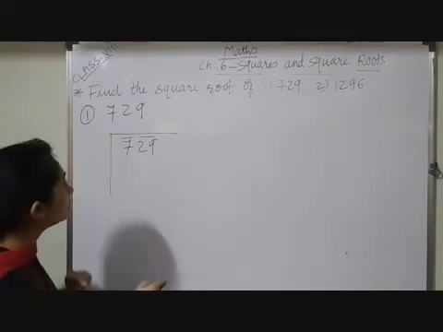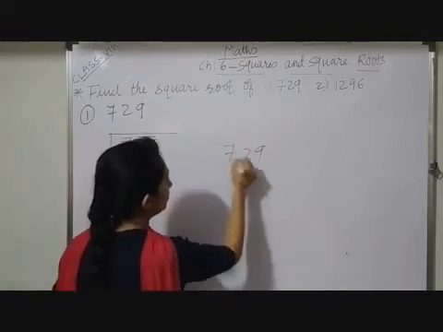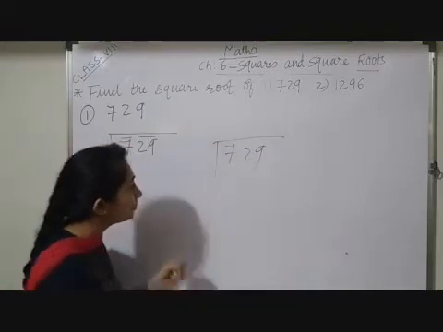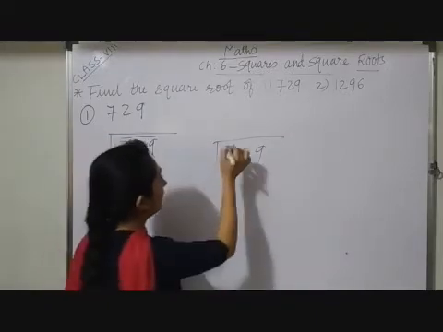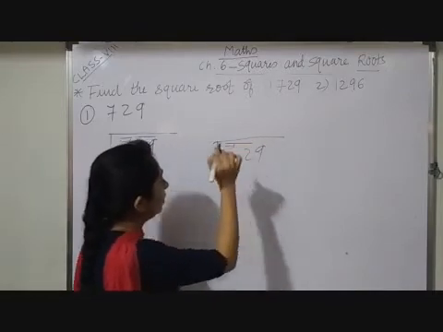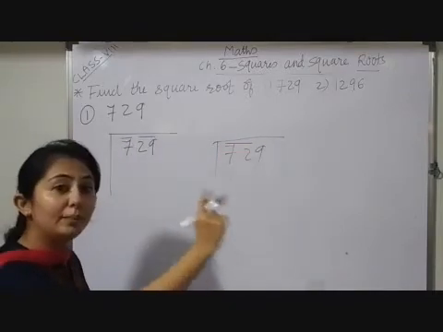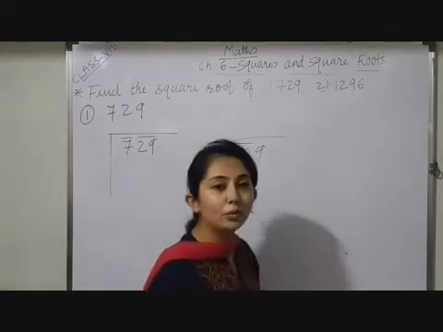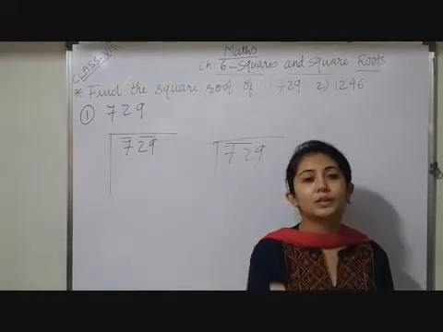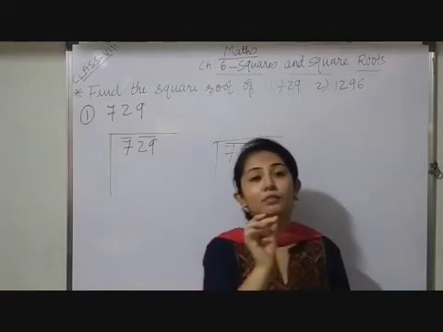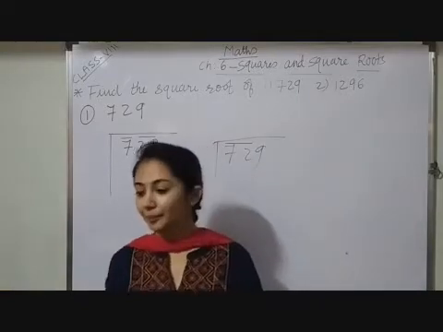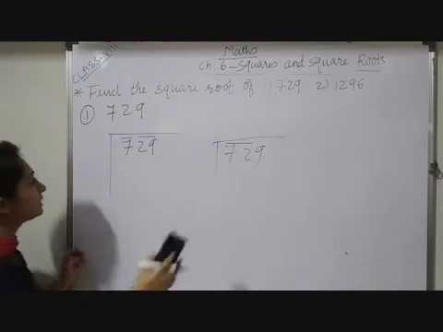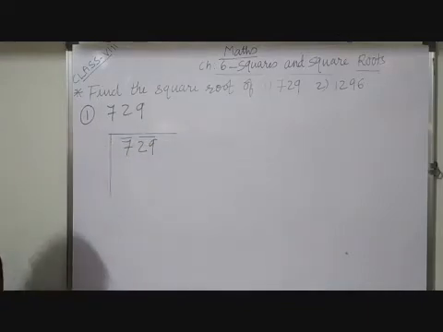But you are not supposed to start placing the bar over a pair from the beginning of 729. That you cannot do. What is the rule? You have to place a bar over a pair of digits from the ones place. Now see, after placing this bar, what do we have to do?